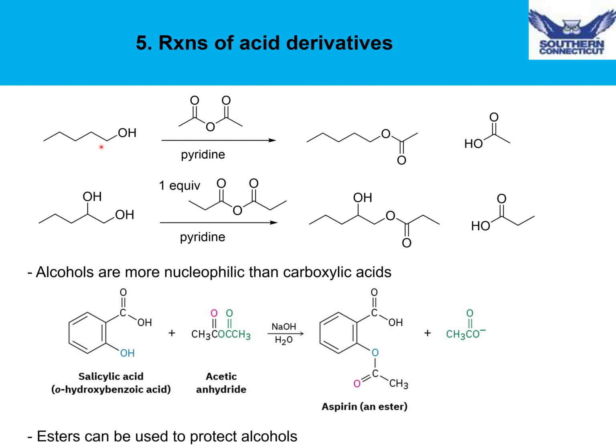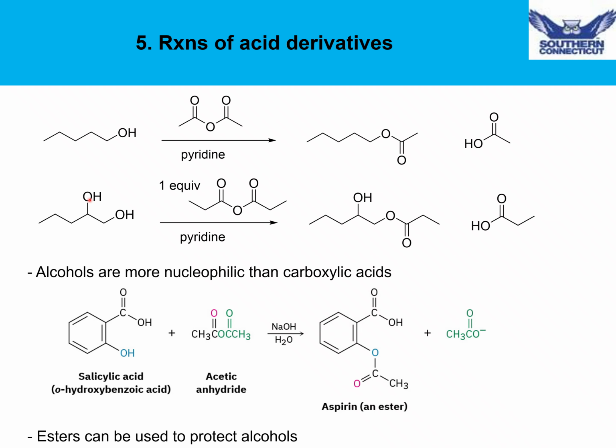Alcohols can react with acid anhydrides to be converted into esters. As an example, we have here a primary alcohol mixed with acetic anhydride and a small amount of pyridine. The pyridine helps to remove the proton on the alcohol and make it more nucleophilic, and as a result we get an ester. Now notice half of the acetic anhydride will be eliminated as a carboxylic acid, or acetic acid, in this example.